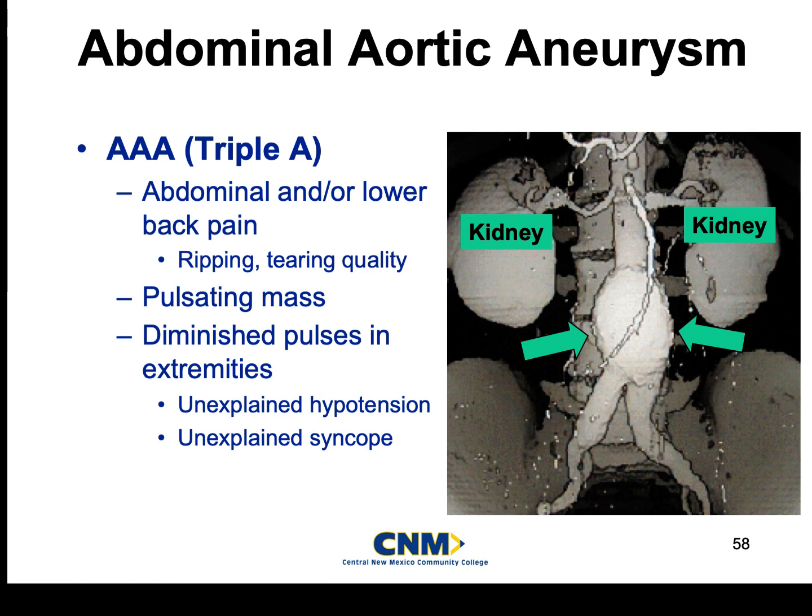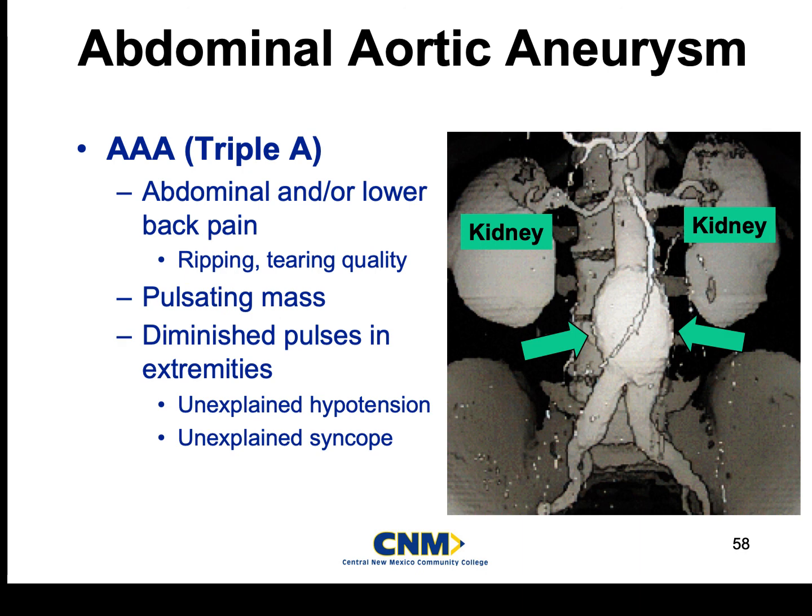When we're talking about the abdominal aortic aneurysm, also known as the AAA, patients can have abdominal and/or lower back pain. They will also talk about a ripping or tearing quality, but this will be down in their abdomen. You can see a pulsating mass, especially in some of our geriatric patients, and especially if they're skinnier. They can actually lay flat, and you'll see the bulge of the aneurysm in their abdominal cavity, and if it's really bad, you can see it pulsating.